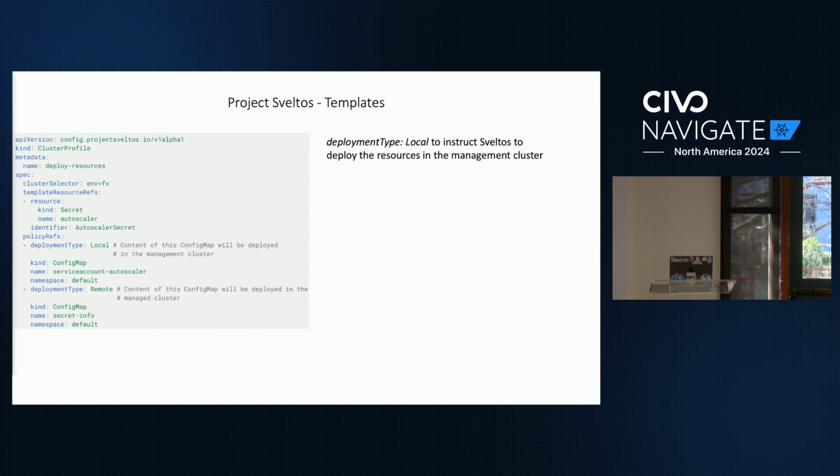But you're guaranteed the order. Sveltos guarantees you the order. What Sveltos is going to do is going to first fetch this secret, then it's going to instantiate and deploy this content here, because this is going to go to the management cluster, and only then will it move to this one and deploy to the managed cluster. So you have the order guaranteed.